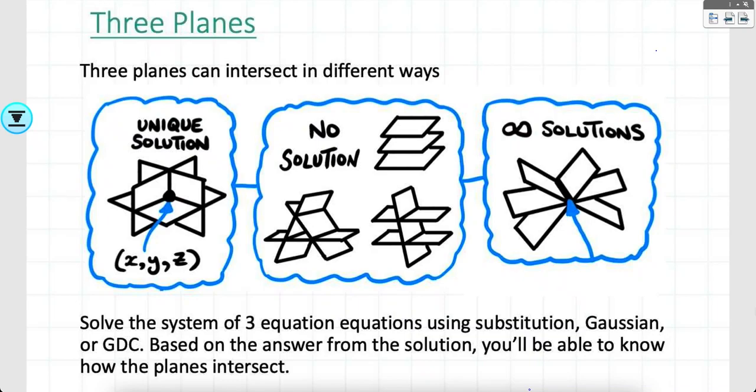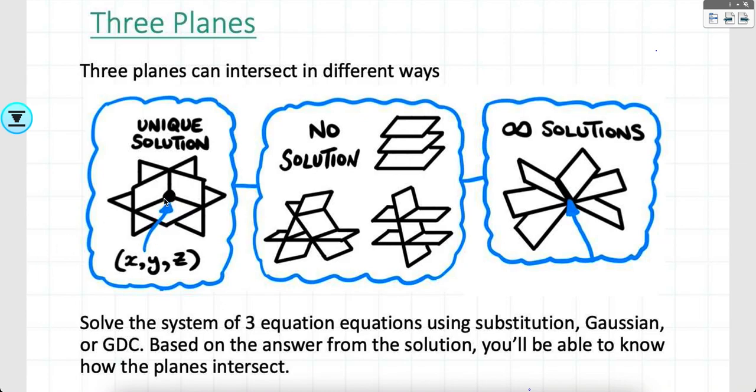After looking at the intersection of two planes, we now move on to three planes, which is not a new concept, as this is similar to solving a system of three equations, but now you understand what those three systems of equations represent. They actually represent planes in 3D. So you can solve the three planes intersection the same way you'd solve the system of three equations, either using substitution, Gaussian elimination, or using the GDC. And then based on the answer, you'll be able to know what type of intersection you have.